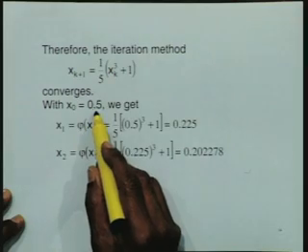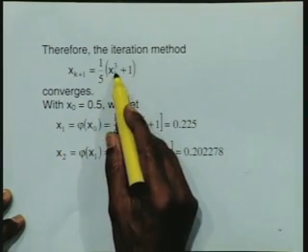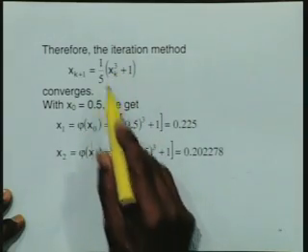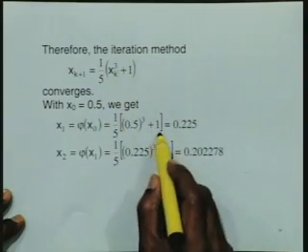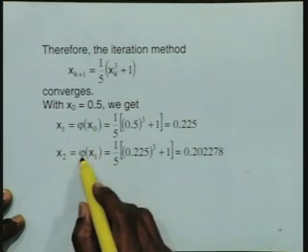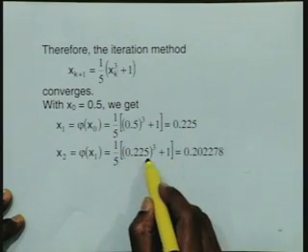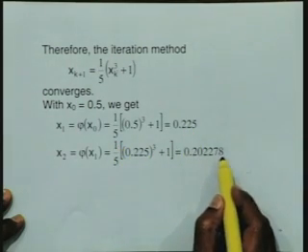Now let us just compute these values. Starting with x0 given to us as 0.5, I get x1 by simply substituting phi of x0, that is 1 by 5 (0.5 whole cube plus 1), which simplifies to 0.225. I then find phi of x1 and call it x2, and that is 1 upon 5 (0.225 whole cubed plus 1), that is equal to 0.202278.